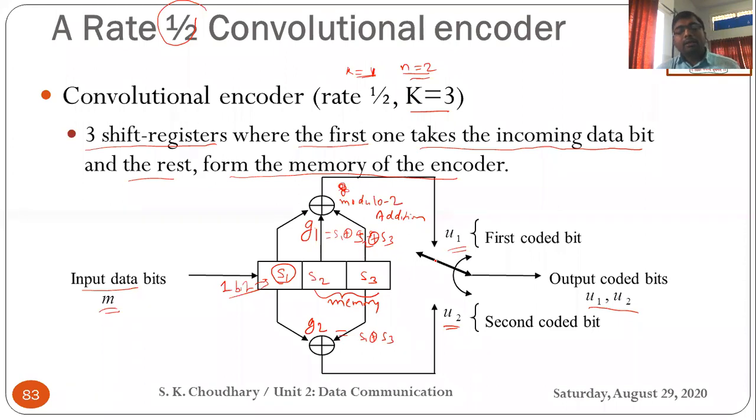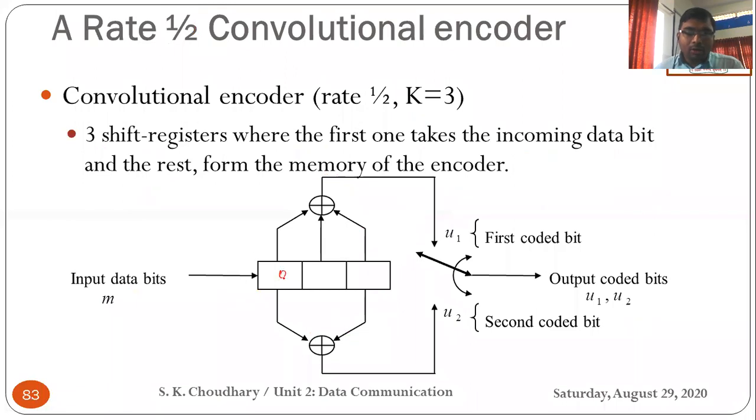So at each bit input time, a bit comes in. Suppose there is one bit. By default, we have to consider that all shift registers have 0. So at any time instant, suppose we start the timing of the encoder at T1, the first bit comes. Suppose it is 1. So the status would be like this: 100.